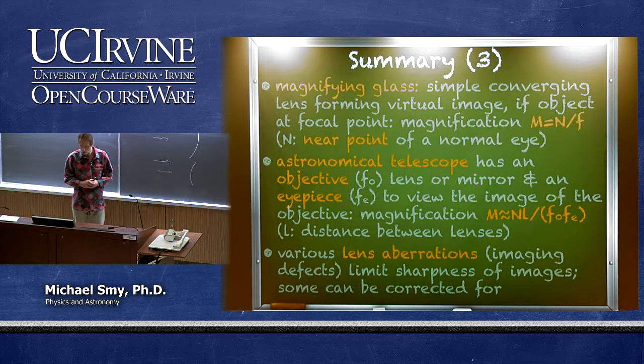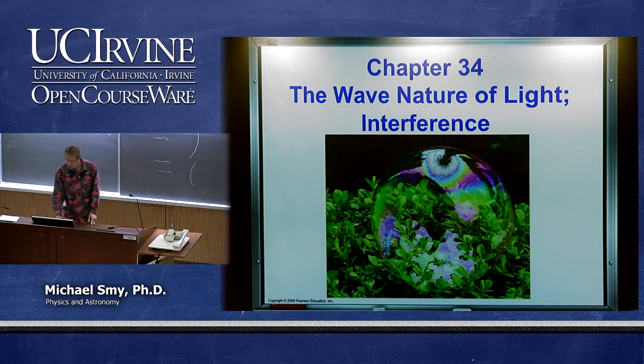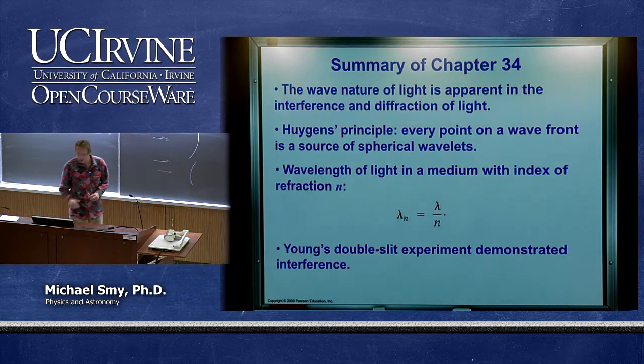In an astronomical telescope, one has an objective with focal length FO, which can be a lens or a mirror, and an eyepiece with FE to view the image of the objective. So one has to trace two images. And the total magnification is roughly the near point times the length, which is the distance between eyepiece and objective, divided by the product of the two focal lengths. Then finally, there are defects of lens imaging called aberration, and that limits the sharpness of images, and some can be corrected for. We looked at the true wave nature of light, and we started with interference phenomena.